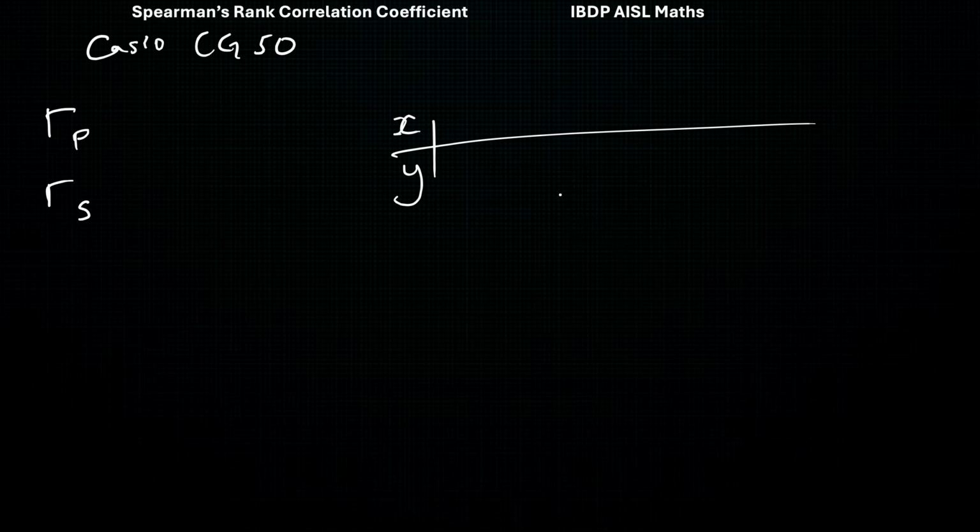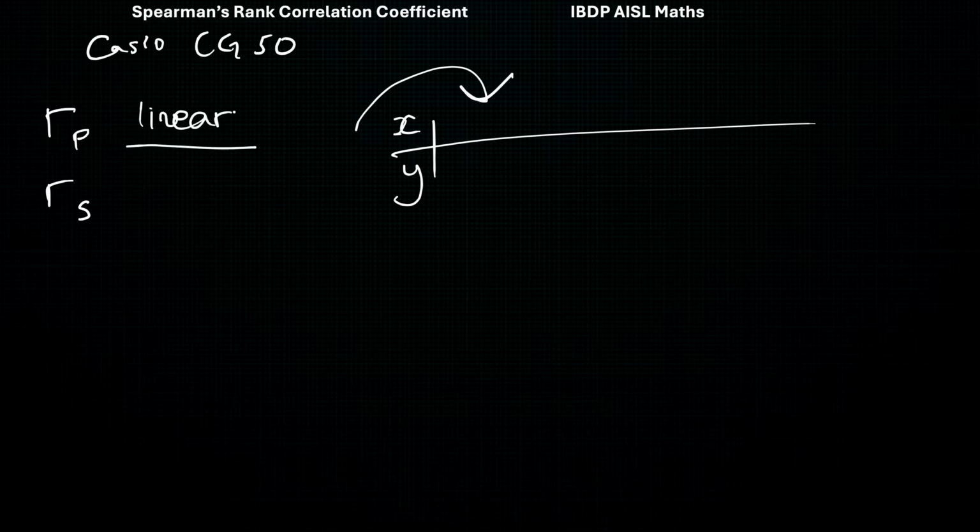Now, Spearman's is a little bit different. Spearman's rank is basically finding the strength of the correlation between variables, just like the Pearson's version. But the difference is it uses data that is ranked in order from small to big, or it could be from biggest to small. So you're going to rank your data in order, and then you input that rank into your calculator, not the actual data itself.